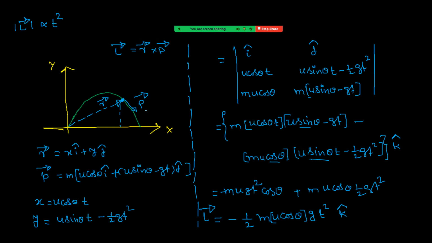So in this problem, we just substitute the value of t in this, and we get the answer. Any question asked on oblique projectile, we can use this result directly, just putting values in it. The direction is minus k cap, meaning into the plane of the board, because k cap is outwards, normal to the plane of the board. So it is minus half m u cos theta into g into t square.